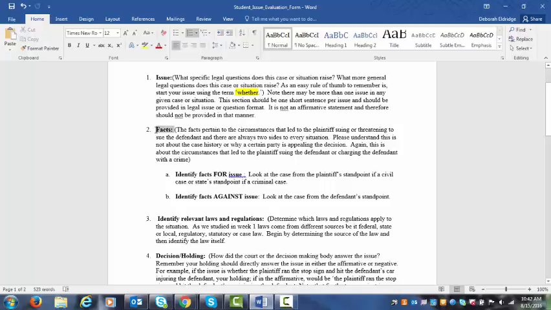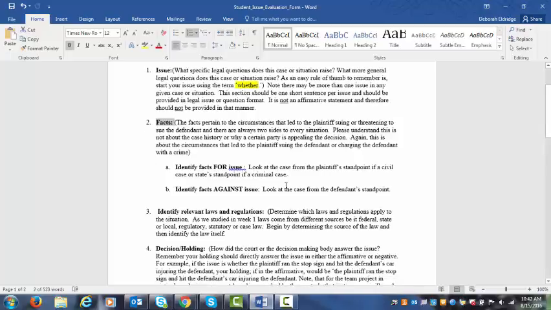Now we go down to the next section, which is the facts. The facts are the circumstances that gave rise to the whole situation taking place. Why is the plaintiff suing the defendant? Why is the defendant being charged with a crime? What are the facts that gave rise to that entire circumstance? So you're not looking at the law, you're looking at the actual circumstances that occurred that caused the plaintiff to sue the defendant or caused the state or federal government to charge the defendant with a criminal wrong.